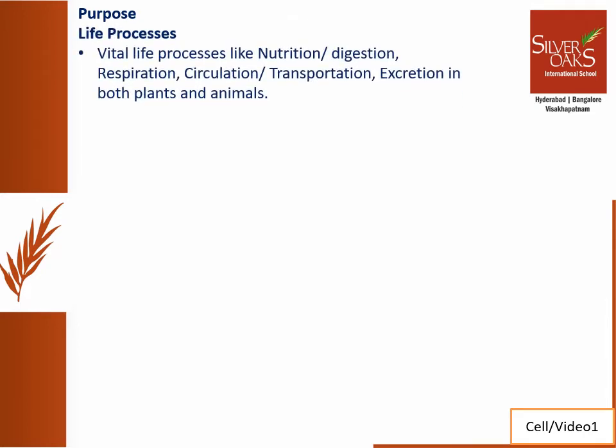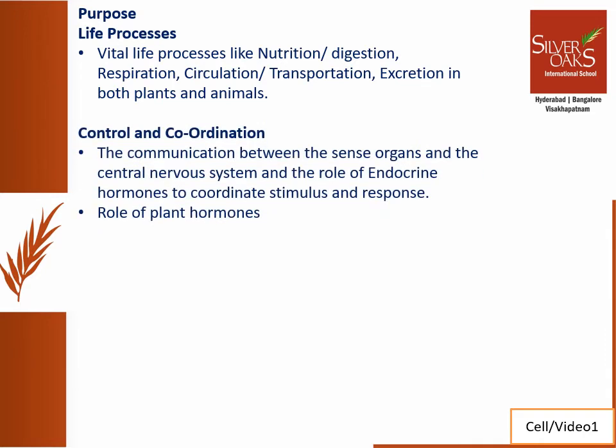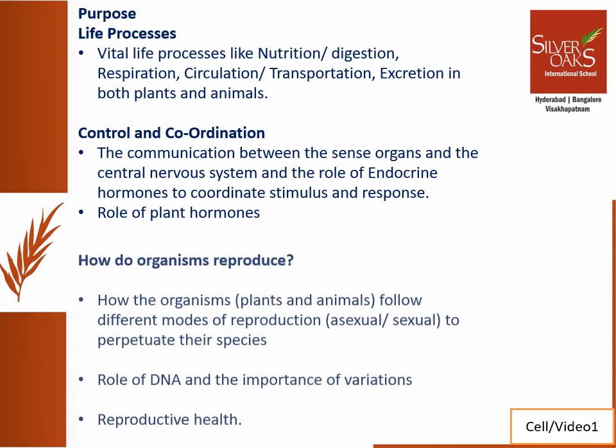In life processes, you will study vital processes like nutrition, digestion, respiration, circulation or transportation, and excretion in both plants and animals. In control and coordination, you will learn the communication between sense organs and the central nervous system, the role of endocrine hormones to coordinate stimulus and responses. You will also learn about plant hormones.